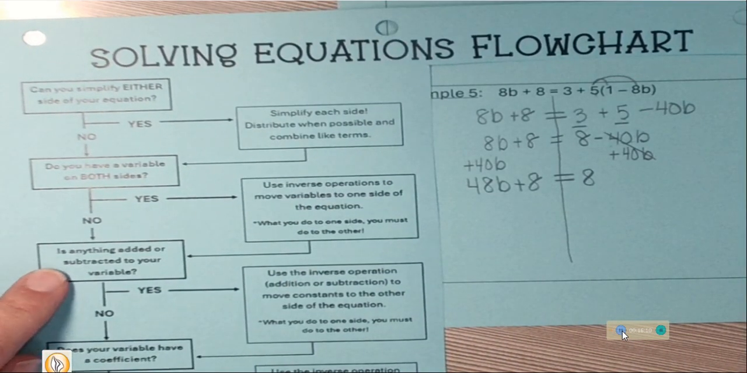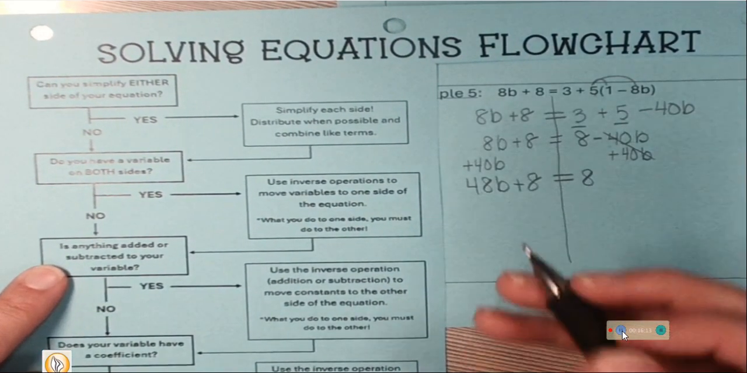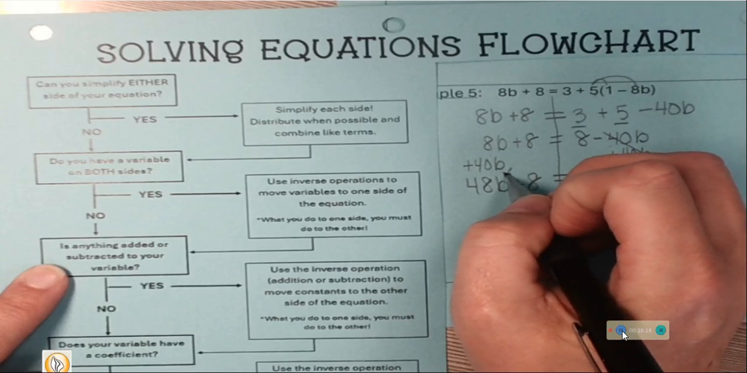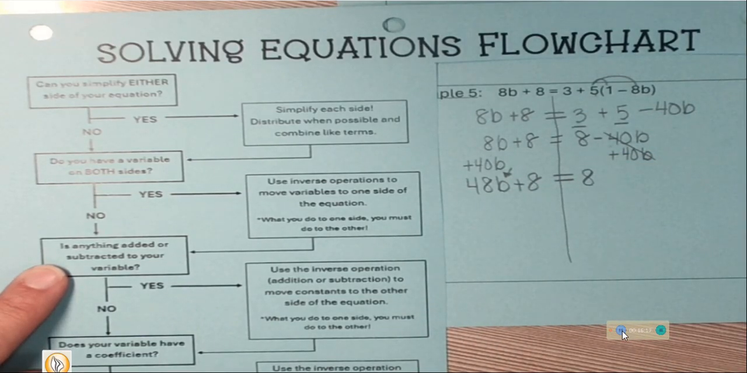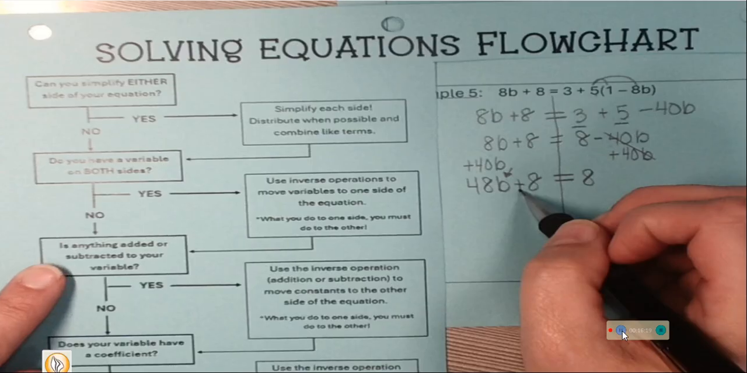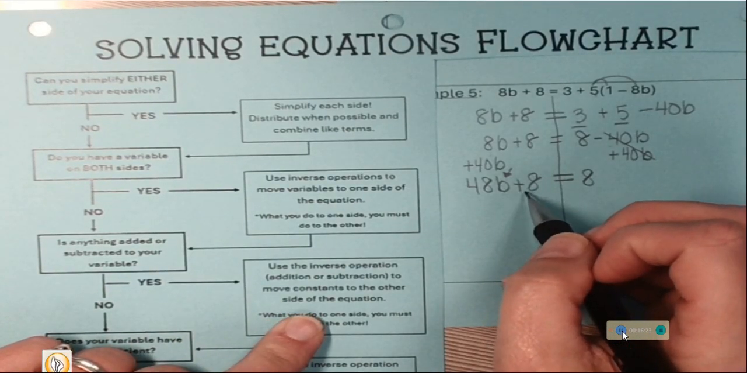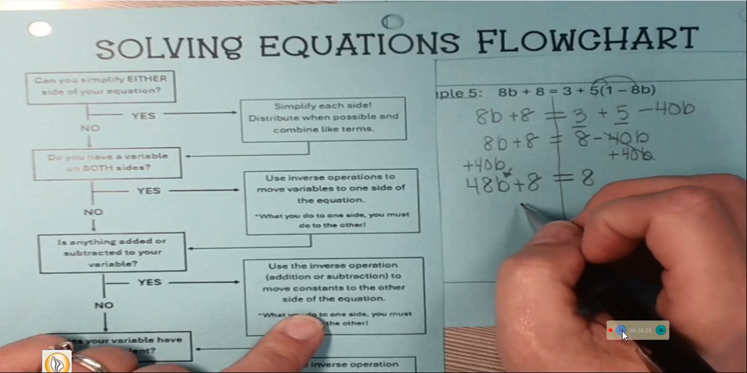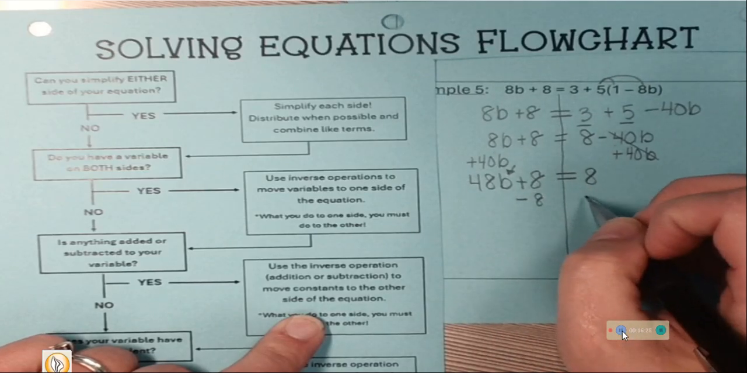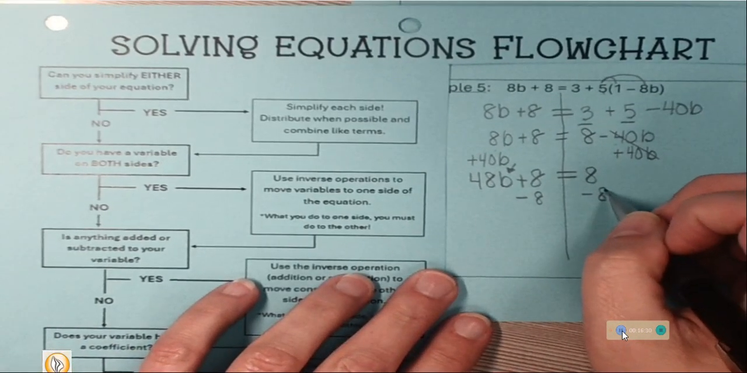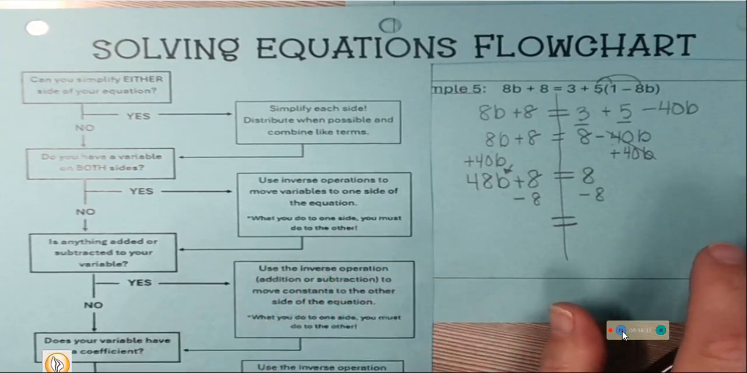All right, so now you're on your third question. Is anything added or subtracted to your variable? No. You got a plus 8. So since the answer is yes, you're going to use your inverse to move plus 8. How do you undo plus 8? Subtract 8. Now, here's where we're going to see a mistake, okay?